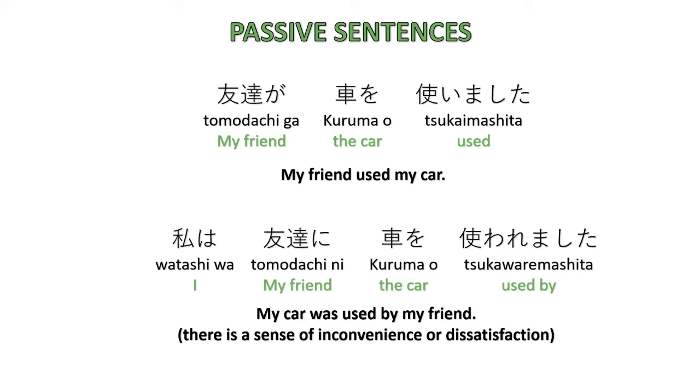In this case, when we want to say that the subject is being the victim of the action by another person, we use the passive voice of the verb. Okay? We use the passive voice. Tsukawaremashita. So the car was used by my friend, and it implies that there is a sense of inconvenience or dissatisfaction on the part of the subject.